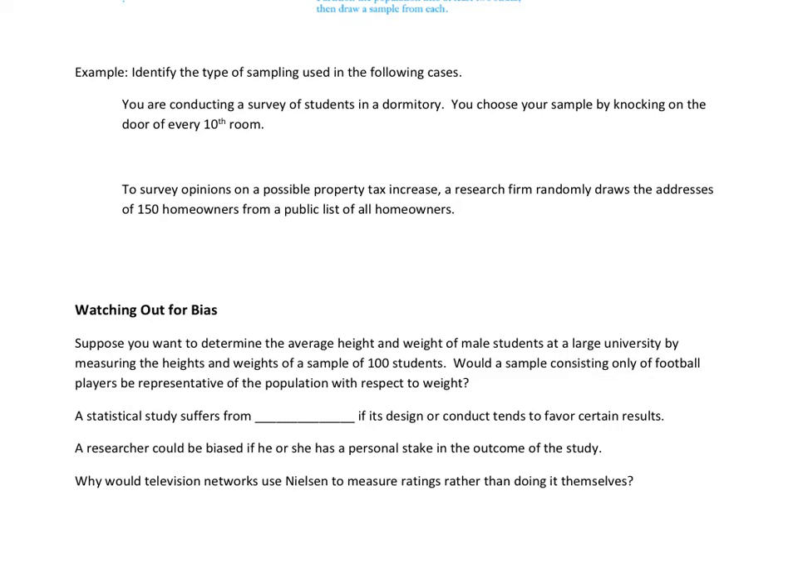So you're conducting a survey of students in a dorm. You choose your sample by knocking on the door of every 10th room. So you're skipping rooms in between, but every 10th room you're going to knock on the door and get a survey of this particular student. It sounds like this would be systematic.